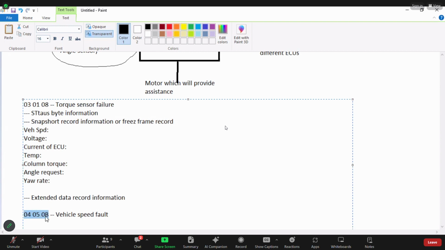Then the server will send the snapshot record of this DTC, and there will be separate memory where this snapshot record will be stored. It's not like this DTC and this DTC are both sharing the same memory to store a snapshot record. No, there will be a separate snapshot record for this DTC and a separate snapshot record for this DTC. When this fault was logged, what was the value of these parameters? It will be stored under this DTC's snapshot record. Guys, have you understood?